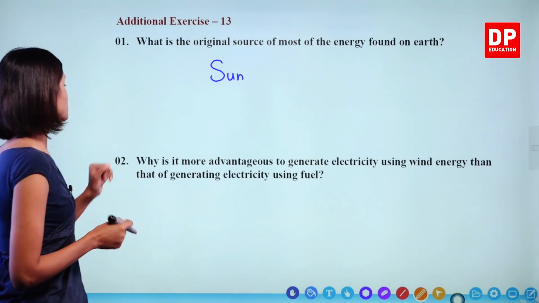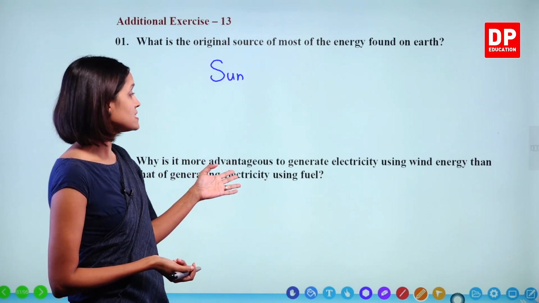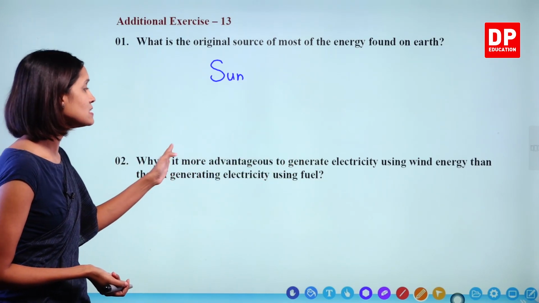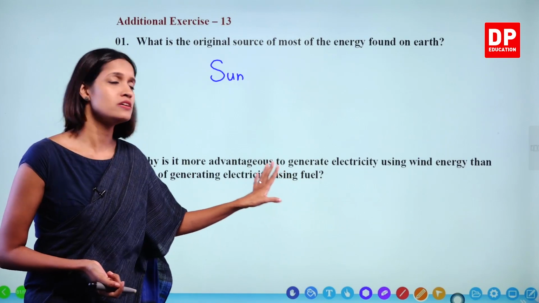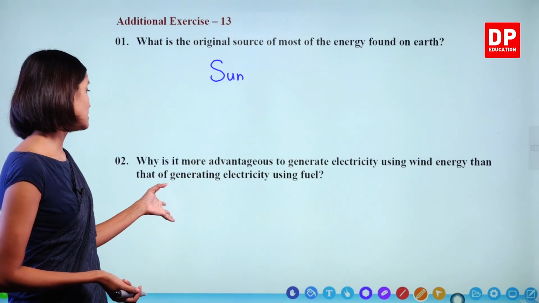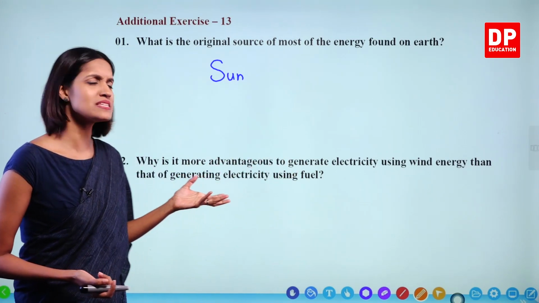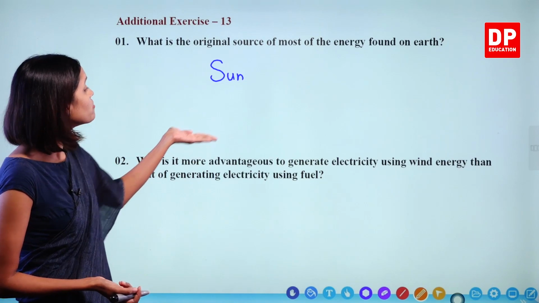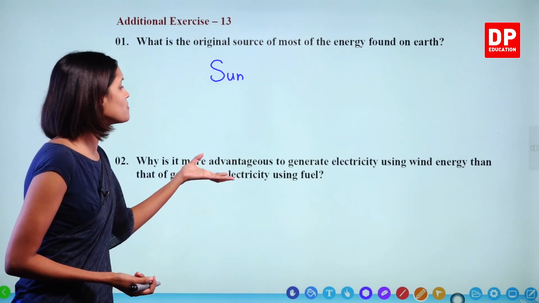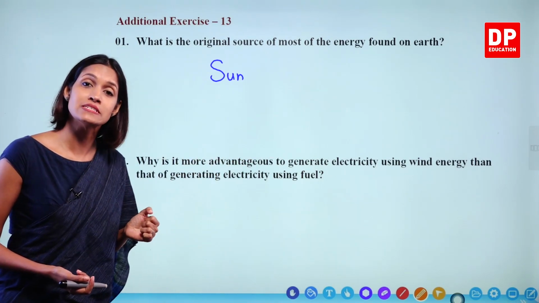Right. Number 2. Why is it more advantageous to generate electricity using wind energy than generating electricity using fuel? So you have to compare wind energy and electricity generated using fuel. What is the difference, children? Why is it more advantageous to generate electricity using wind? Because of some factors, we can come to a conclusion that wind energy is more advantageous.